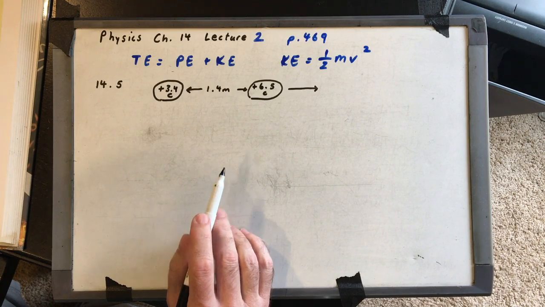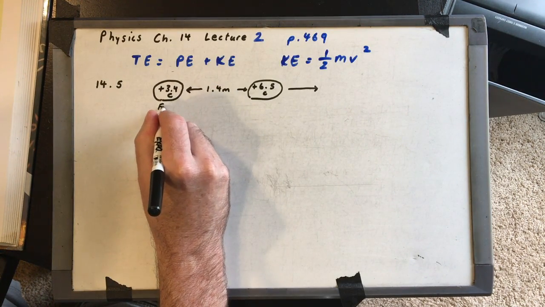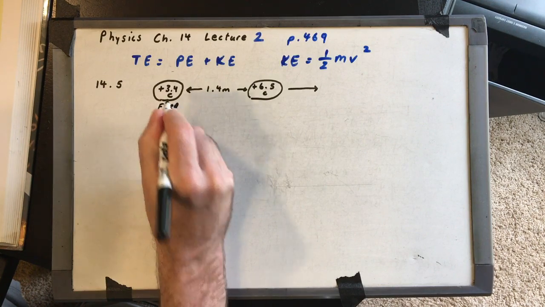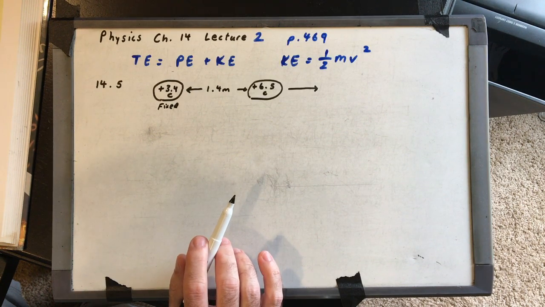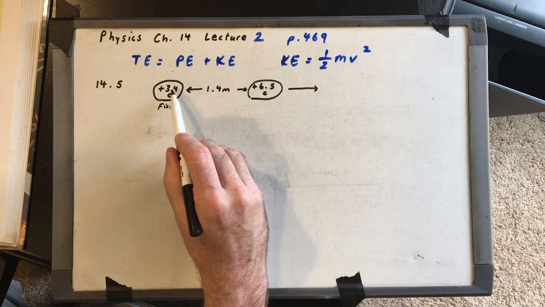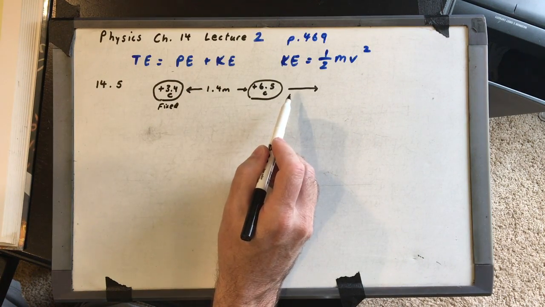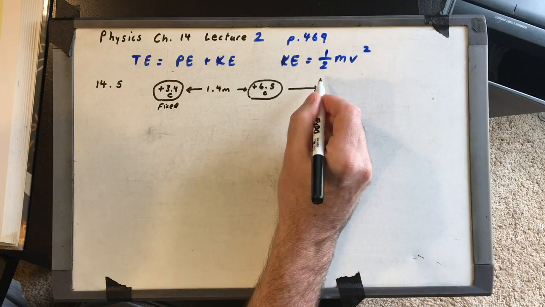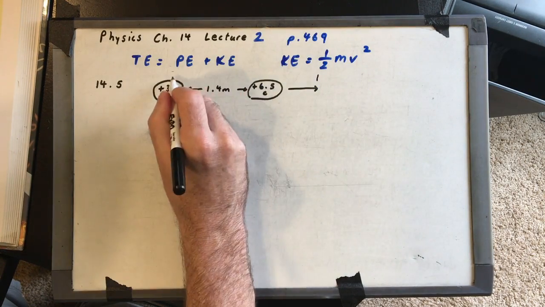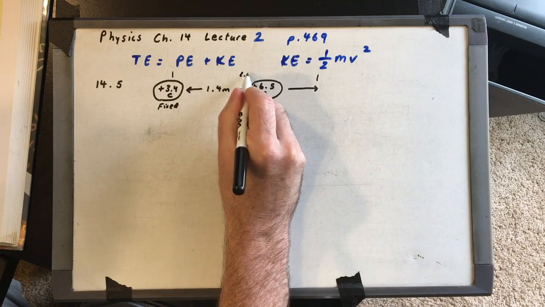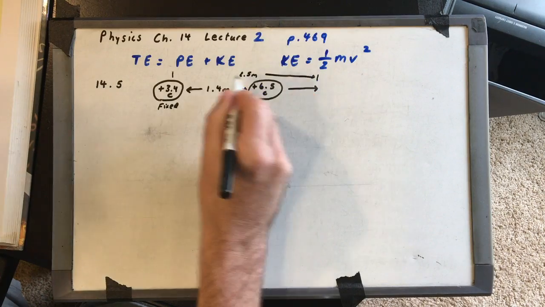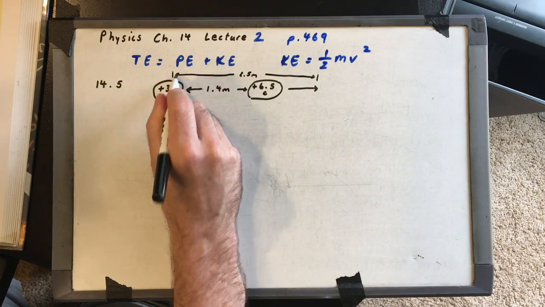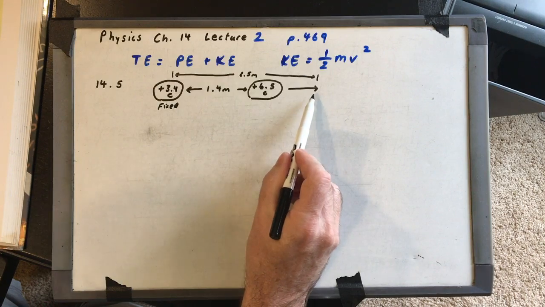If you look at 14.5, it says a 6.5 coulomb charged particle is placed 1.4 meters from a 3.4 coulomb stationary charge. So this is our fixed charge right here. How fast will the particle be traveling when it's 2.5 meters away? They're like charges, so they'll repel, and the total distance after they travel would be 2.5 meters. We want to know how fast that 6.5 coulomb charge is going after it's been pushed out to 2.5 meters.